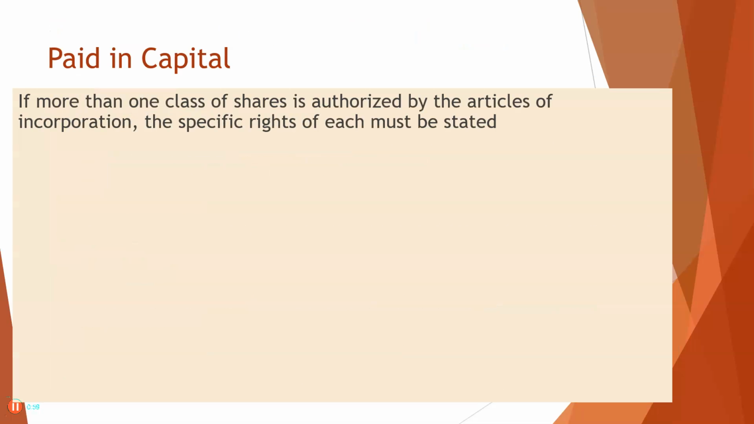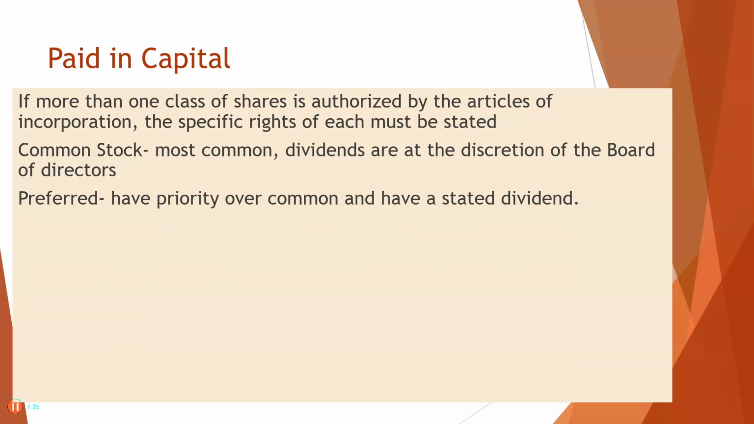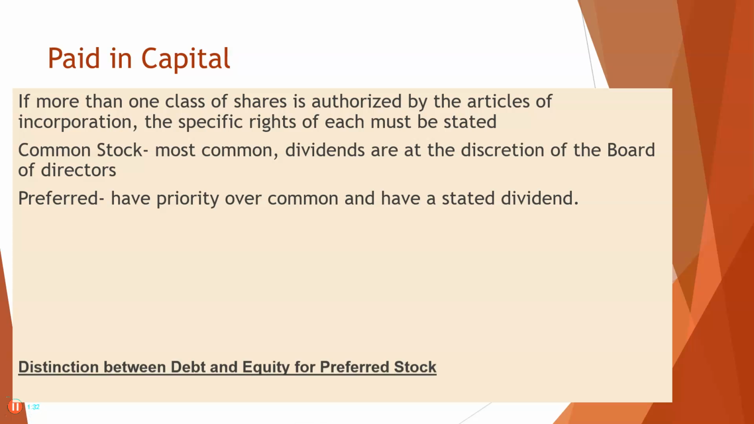Paid-in capital. If more than one class of shares is authorized by the articles of incorporation, the specific rights of each must be stated. Common stock, normally that's what most companies have. It's easy because with common stock it doesn't have a stated dividend, so they can pay dividends or not pay them, because when a company starts, most of the profit for the investor is from the growth of the stock, not paying of dividends. Preferred stock has priority over common and has a stated dividend. These are usually bought by institutions.